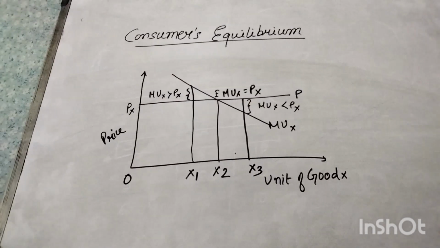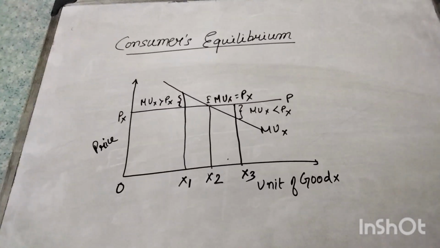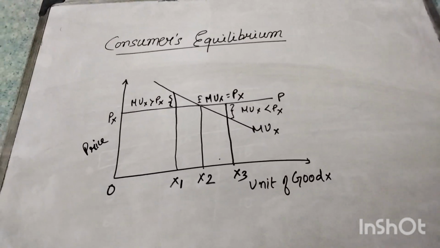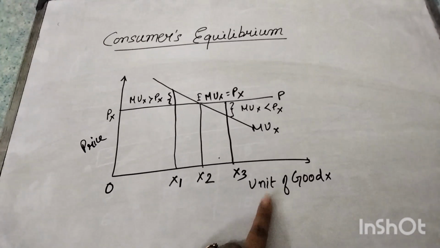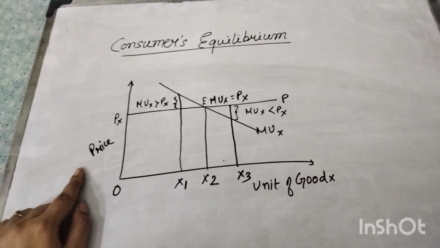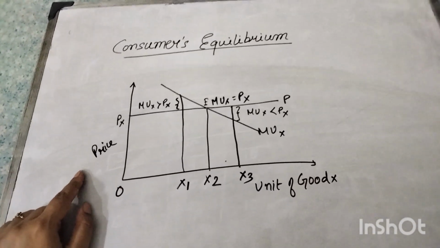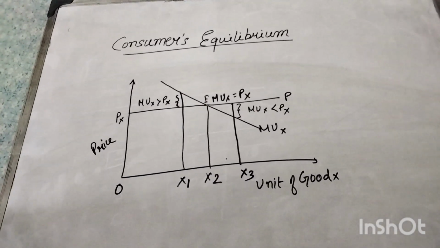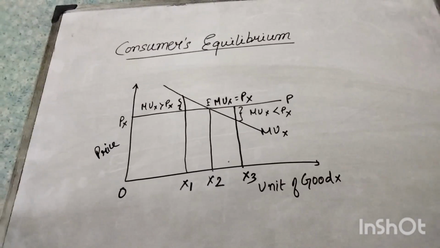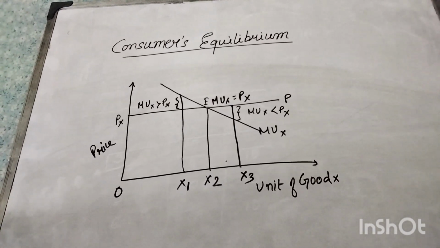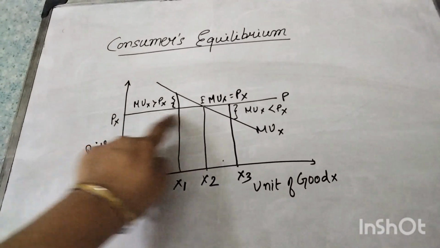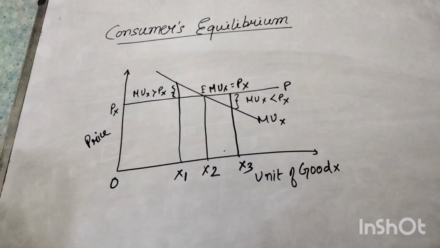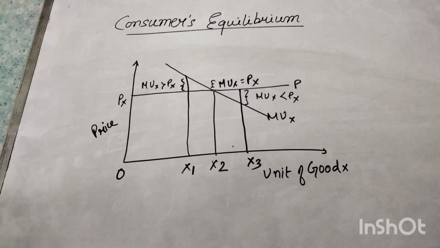With the help of the diagram we will again see the consumer equilibrium. So in this diagram we have measured the units of good X on the x-axis and the price on the y-axis. The marginal utility curve is downward sloping because it follows the assumption of diminishing marginal utility. And this horizontal straight line is the price, which is given by P.